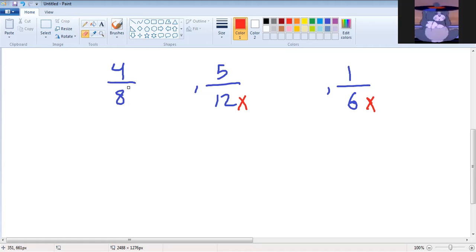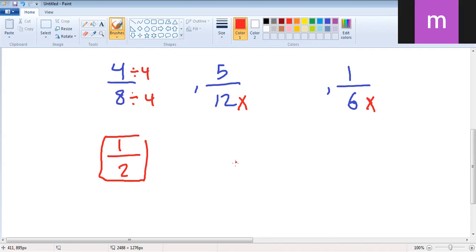No, I didn't know that. 4 and 8, can we divide them by a number to make it a simple fraction? Can we divide 4 and 8 by 2 or by 4? 4 divided by 4 is 1, and 8 divided by 4 is 2. So actually 4 is half of 8, and 4 over 8 is equal to half. You understand this trick? Yes. Then write 5 over 12 as itself again, then 1 over 6.